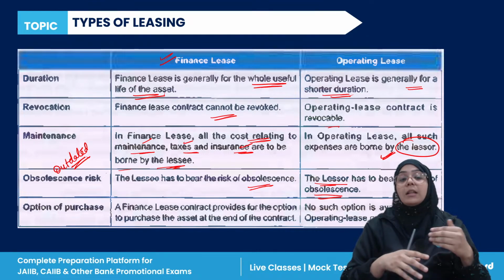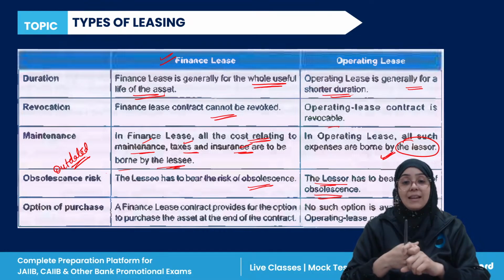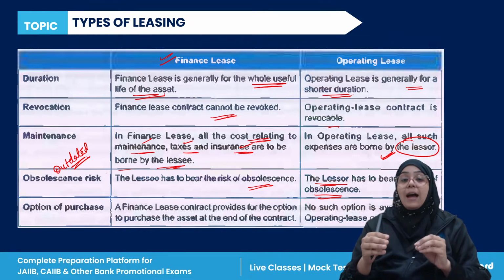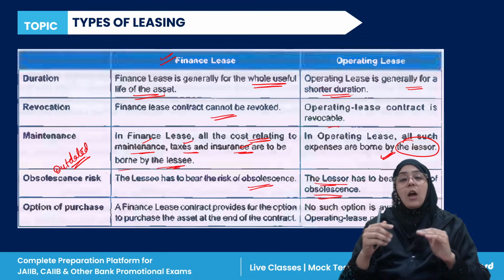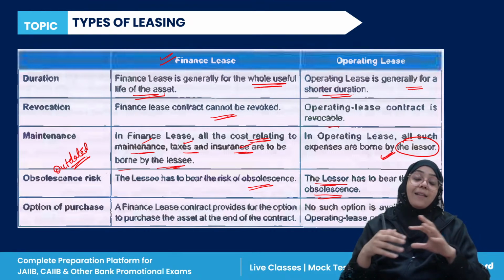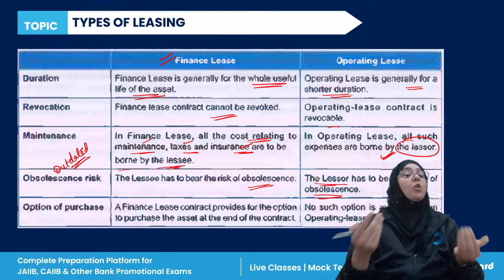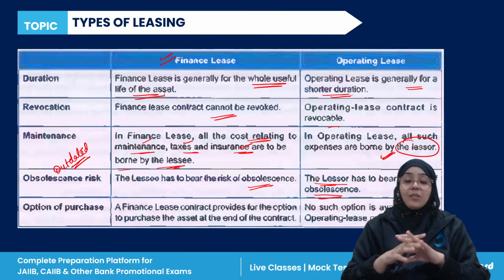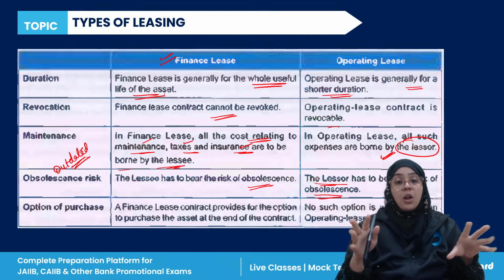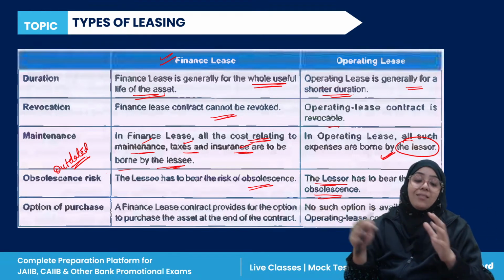If we talk about the option of purchase, in a finance lease, the contract provides that at the end of the lease, the lessee has the option to purchase the asset if they want to. But in an operating lease, there is no such provision. Clear? So this is the difference between finance and operating lease.